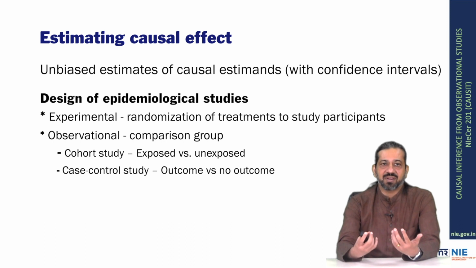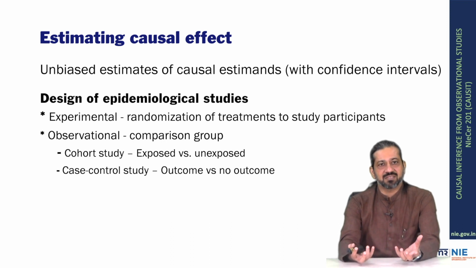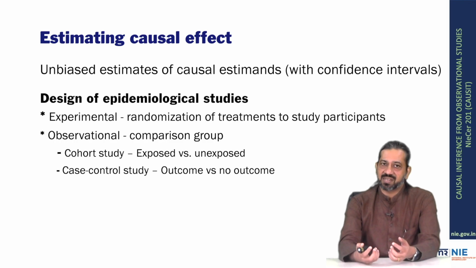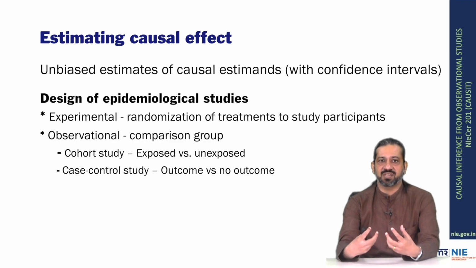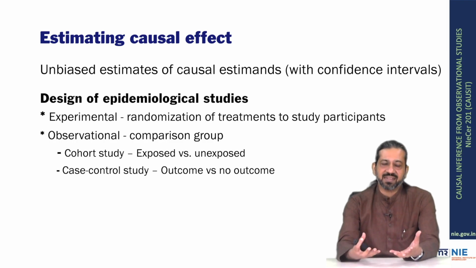But we have what are called comparison groups. So in the design of observational studies, whether in cohort studies, we have two groups: the exposed group and the unexposed group. And then we try to see what outcome is happening in the exposed group and what outcome is happening in the unexposed group. So from the counterfactual approach, which is hypothetical, we're trying to create that counterfactual in real life.